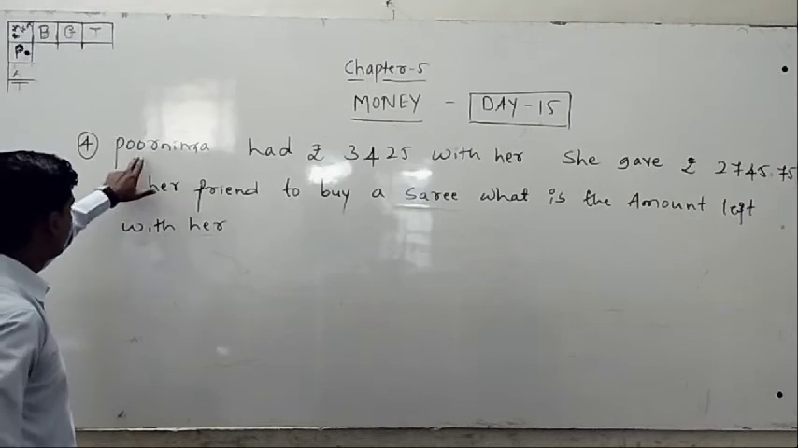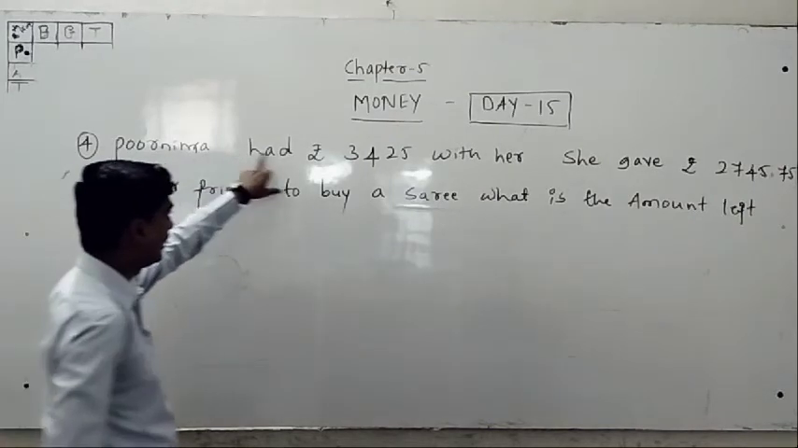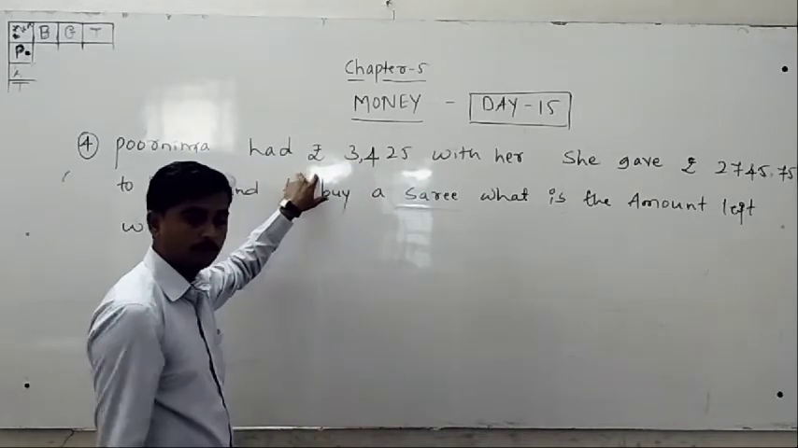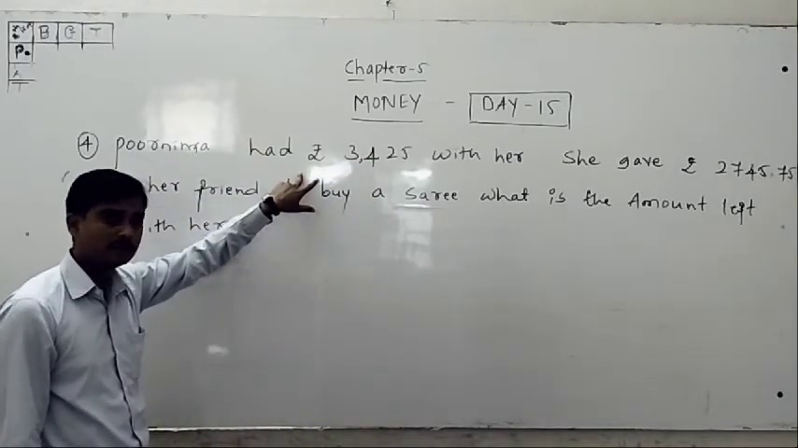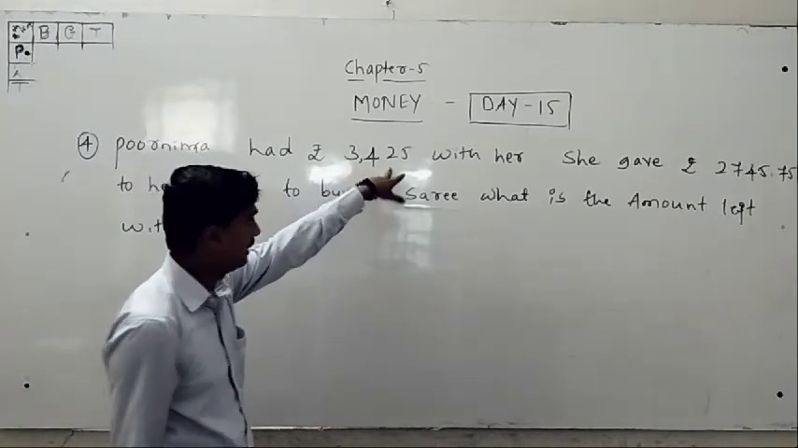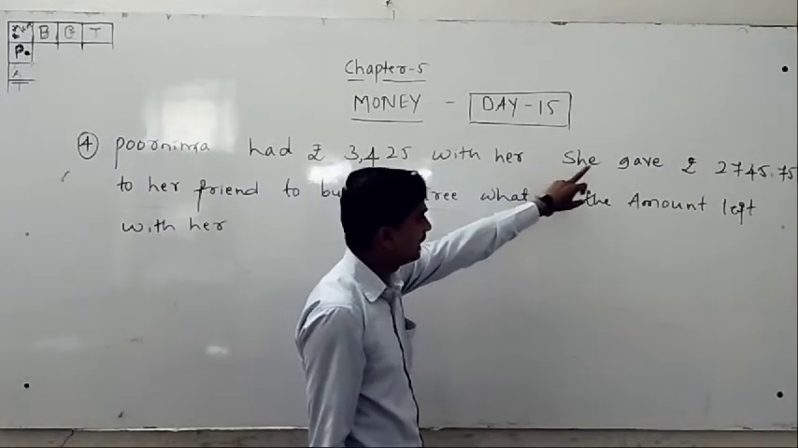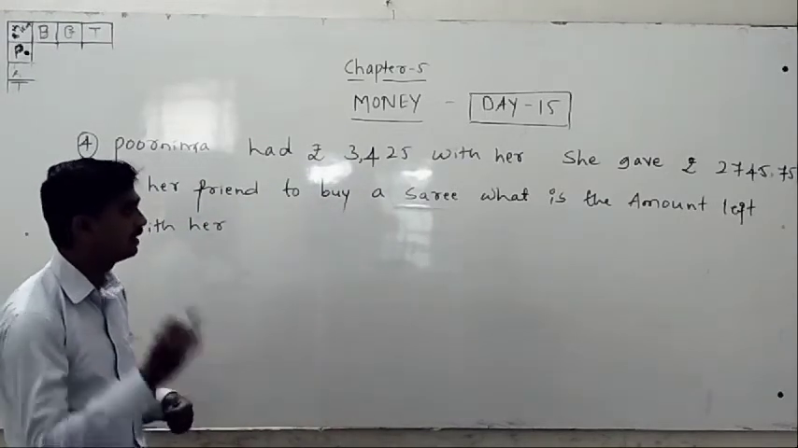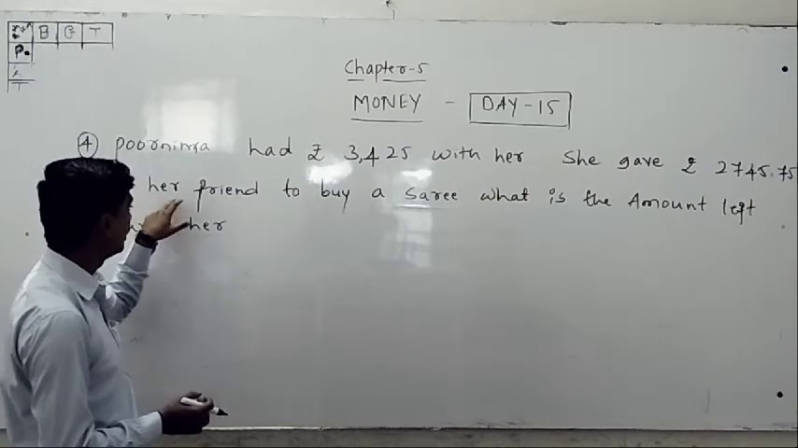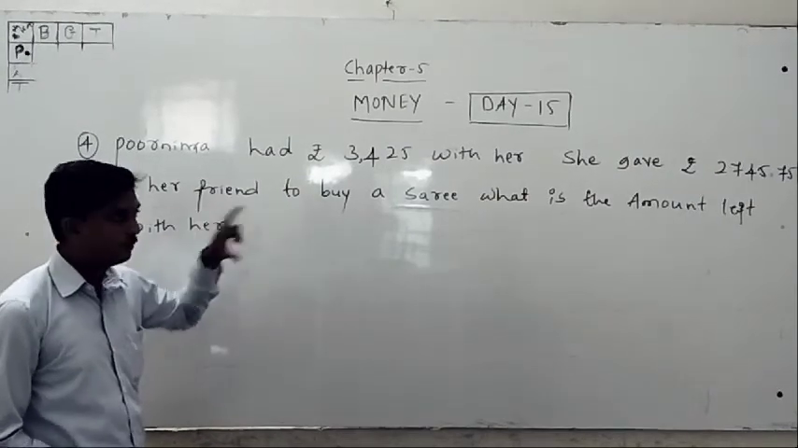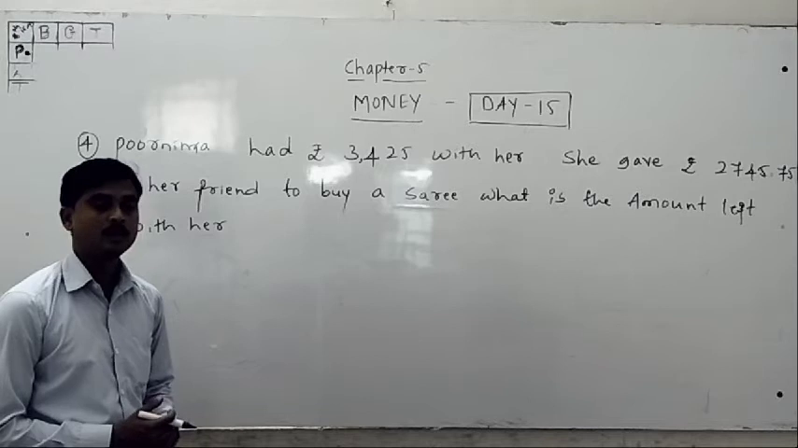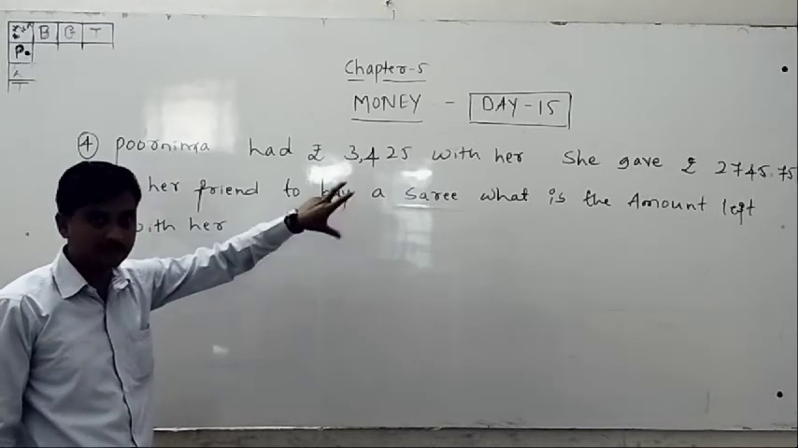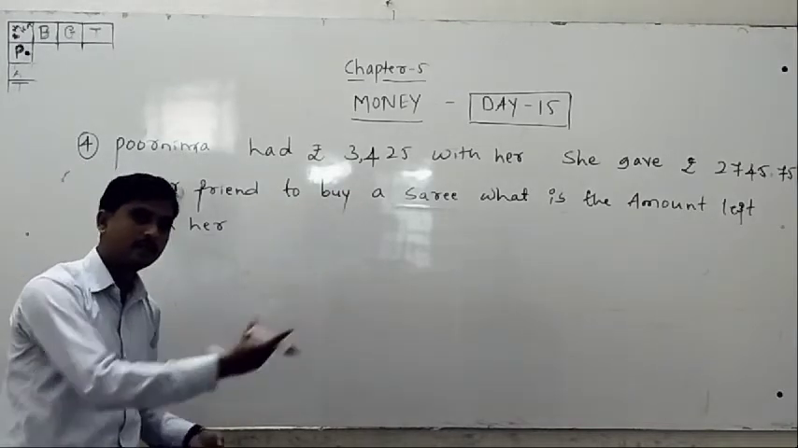It is a very easy question. Purnima had rupees 3,425. Purnima had how much? 3,425. She gave rupees 2,745.75 to her friend, because she was buying a dress, a sari, and for that purpose she gave it to her friend.